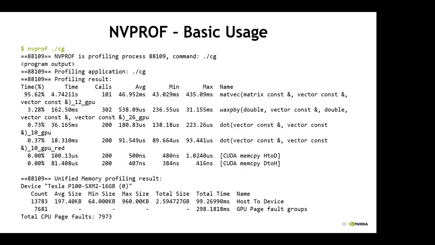And here is an example of output: if you type nvprof and your application here, you will see the percentage of time this kernel is used. It has been called 101 times, and it's using 95% of the time, 4.7 seconds. Here you see you have your different kernels.